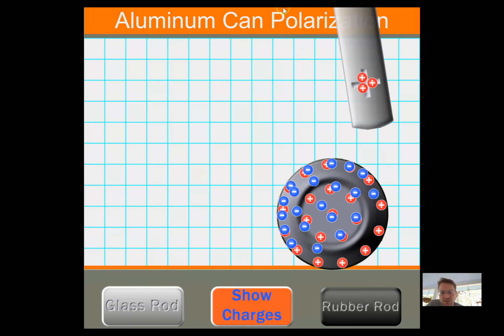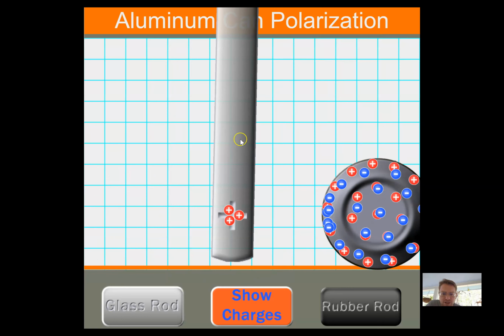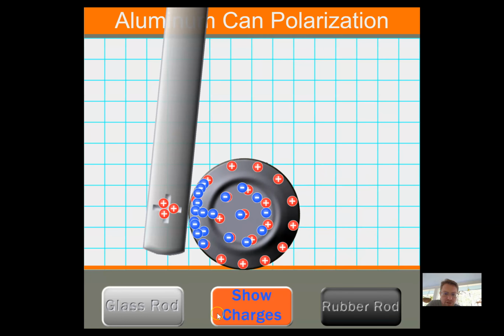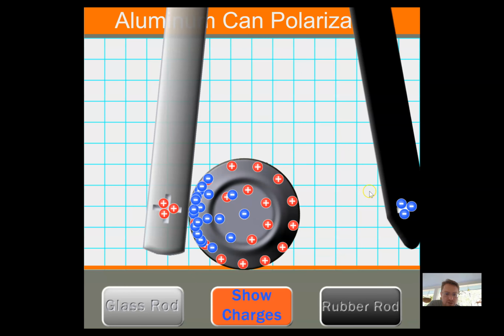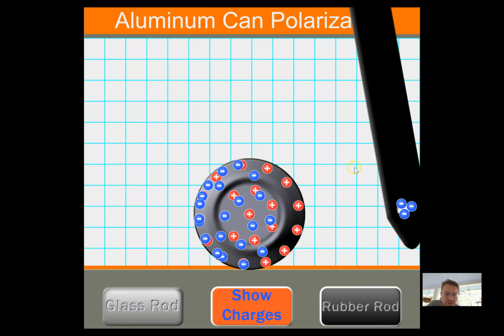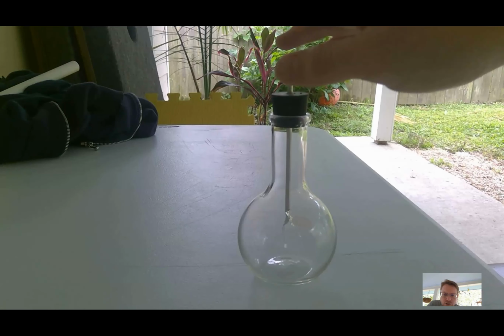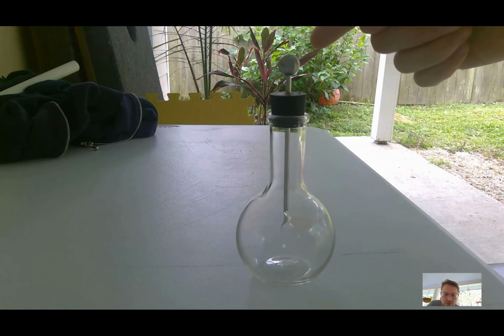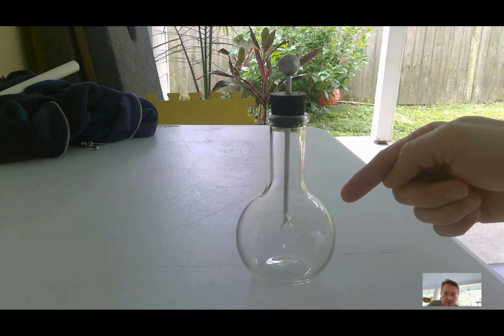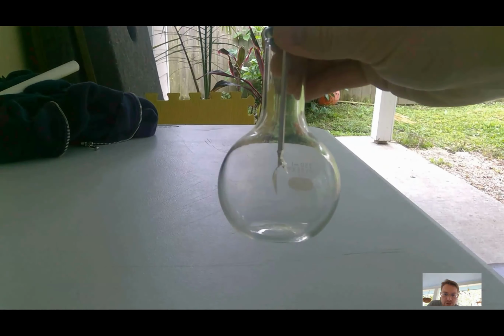Here, glass tends to become positively charged, so when I put the glass rod on one side of the aluminum can, all the electrons coast over to that left side. They want to be by the positively charged glass rod. Or if you put the rubber in there, the electrons move away, and so the can's attracted to the negatively charged rod because the positive charges of the nuclei want to go to that rod.